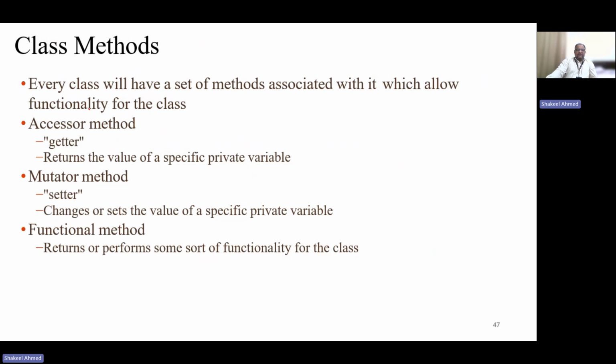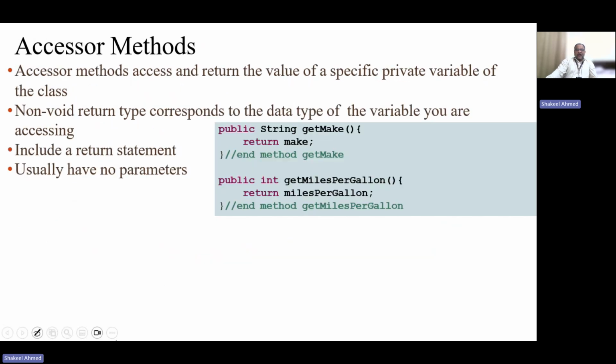Already discussed. Every class will have a set of methods: accessor methods, which are called getters, and mutator methods, which are called set methods. And then you have the functional methods to return or perform some sort of functionality for the class. Accessor methods access and return the value of a specific private variable of a class.